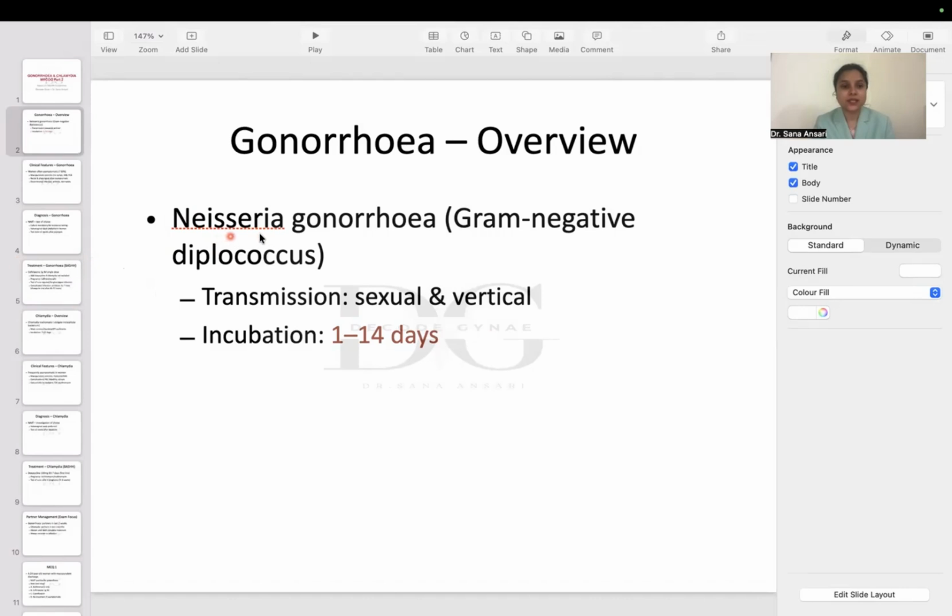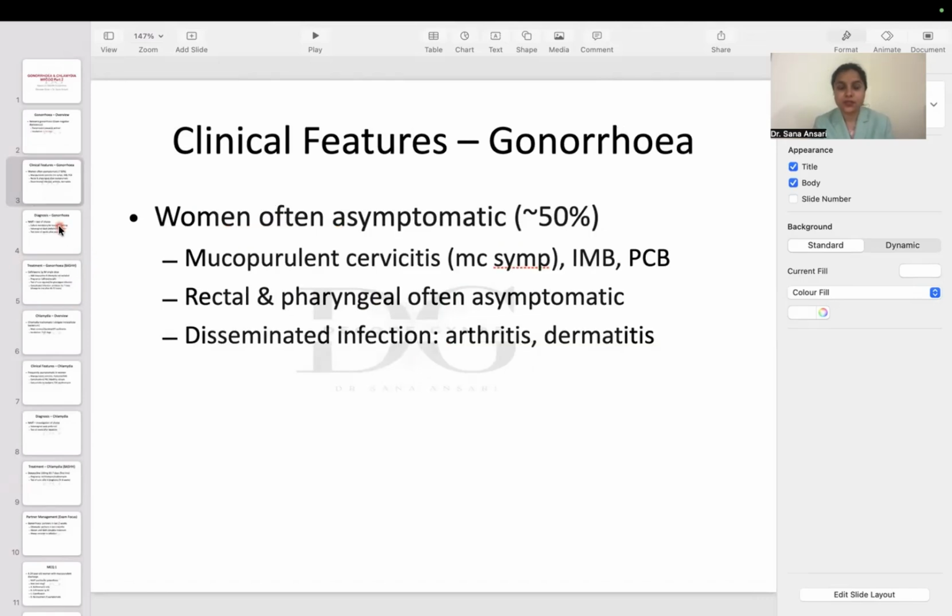It is caused by Neisseria gonorrhoeae, a very important MCQ. It is a gram-negative diplococcus transmitted through sexual and vertical route. Another MCQ, the incubation period is 1 to 14 days. Coming to the clinical features, another hot question.